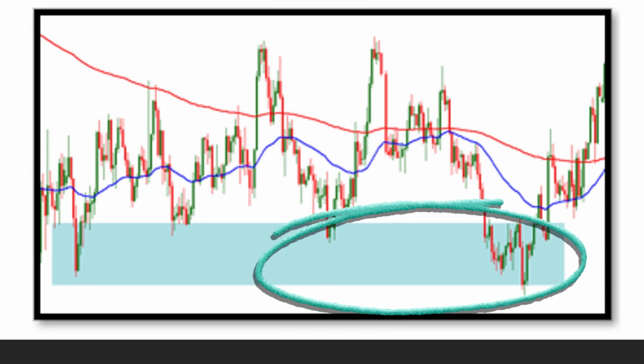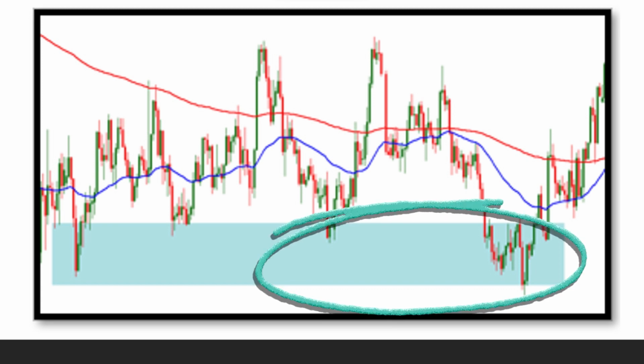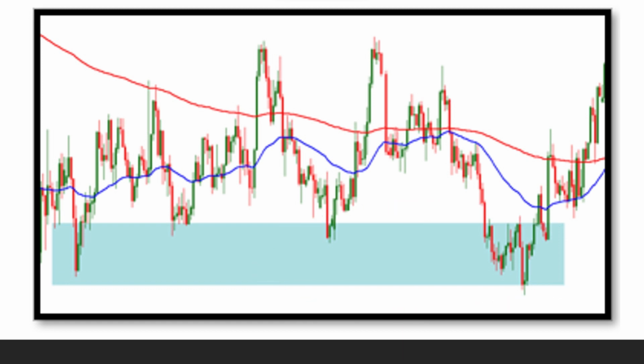Support is also referred to as the floor price, as the price is not breaking below that support zone and going down. In a sideways market, the support zone will be found around the previous support zone, like you can see in the chart.